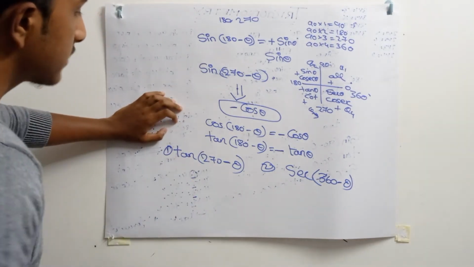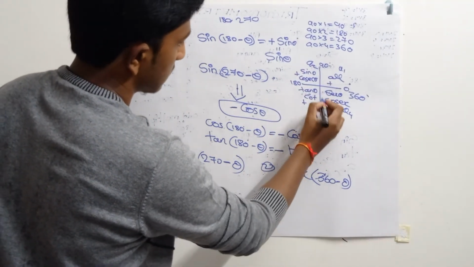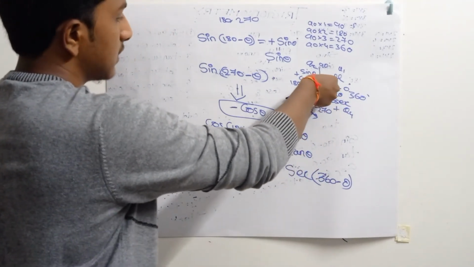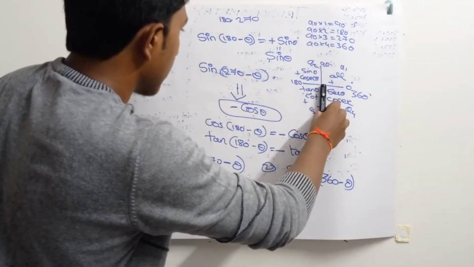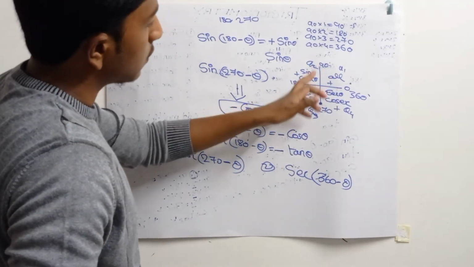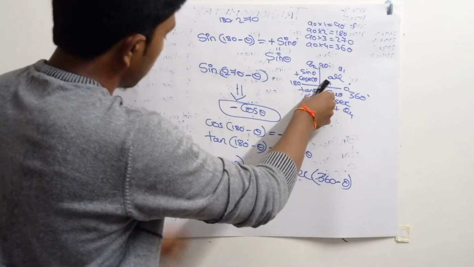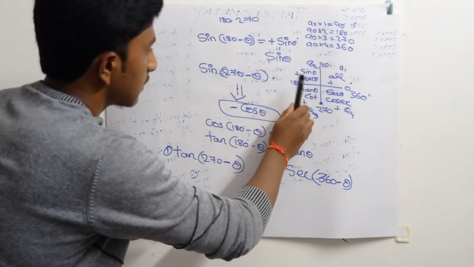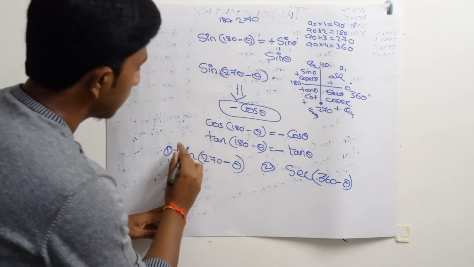Tan 270 minus theta. This is 270. 270 minus means it moves to the third quadrant. Here we have the first, second, third and fourth quadrants. In the third quadrant, is tan positive or negative? In the third quadrant tan and cot are positive. Here we have tan, so tan is positive.